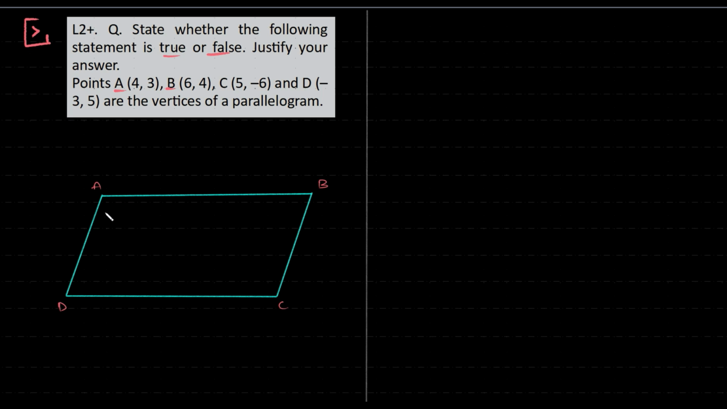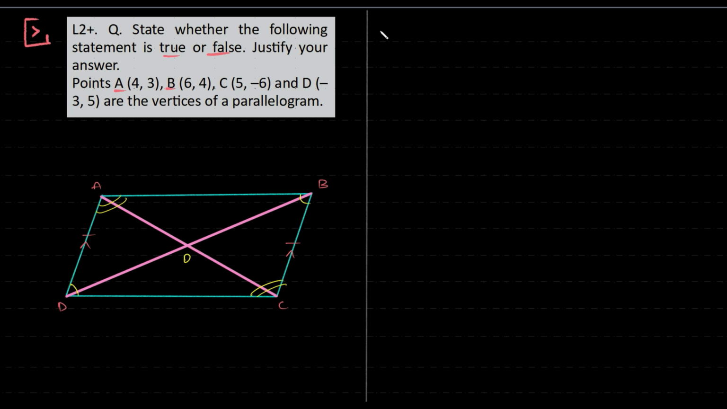What does it mean? A parallelogram is a quadrilateral, that is a four-sided figure, whose opposite sides are equal and parallel. Also, the diagonals of the parallelogram bisect each other, that is, the centers are the same, and we also have the opposite sides and opposite angles to be equal. Okay, so these are all the properties.